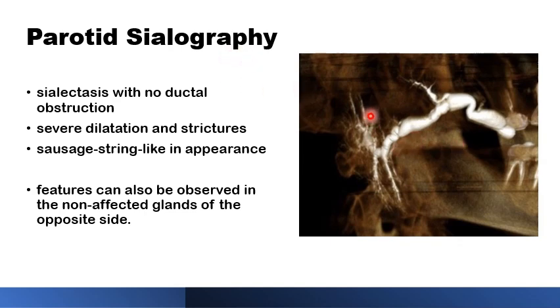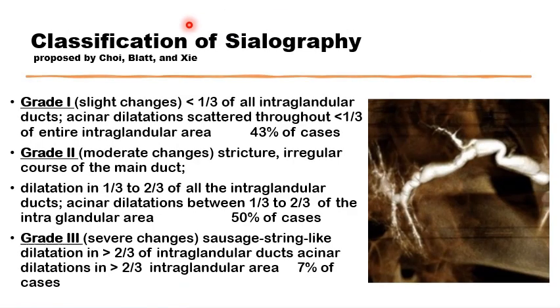in classifying the condition as mild, moderate, or severe according to the extent of the disease into the 1/3, 2/3, or whole of the parotid gland. The classification system was proposed with contributions from Choi, Blatt, and also Z. It basically classifies juvenile recurrent parotitis into 3 grades.